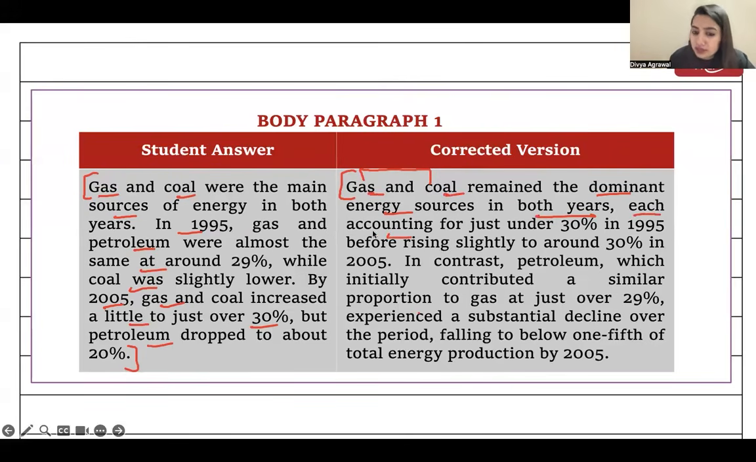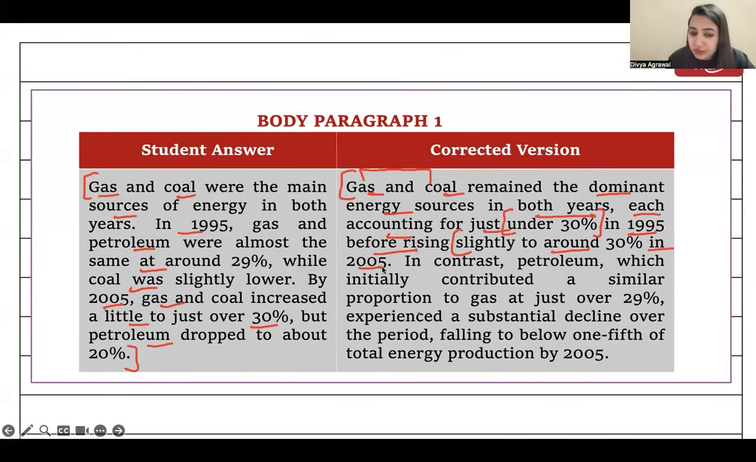Each accounting for just under 30% in 1995 before rising slightly to around 30%. These are called approximators, which you always have to use. Slightly to around 30% or under 30%, somewhat like this. We have to always use them to be accurate with the data.